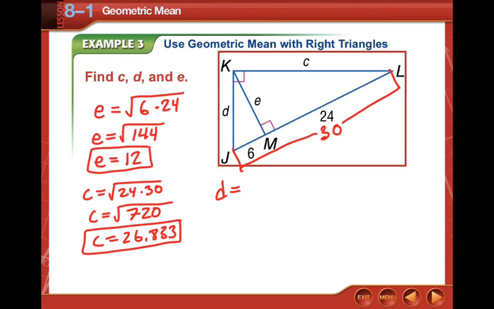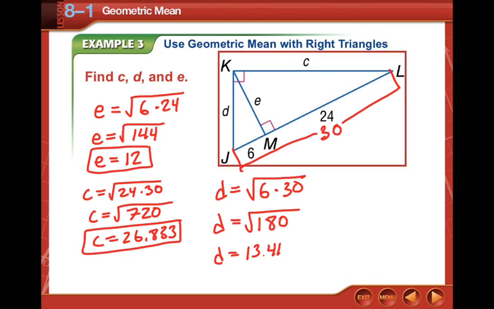D, same idea, but the other leg and the other adjacent piece of the hypotenuse. So the square root of 6 times 30 now, instead of 24. 6 times 30 comes out to be 180, and the square root of 180 comes out to be 13.416.